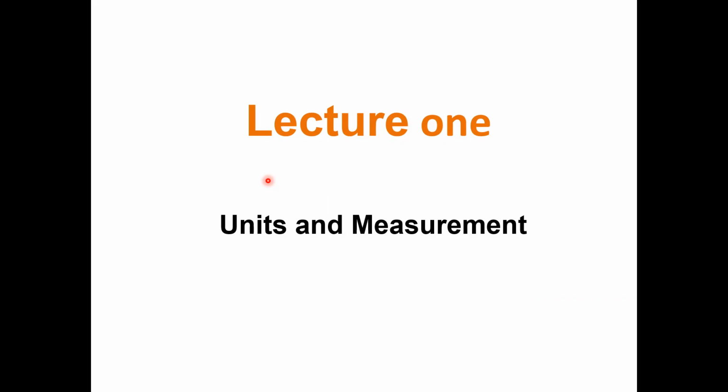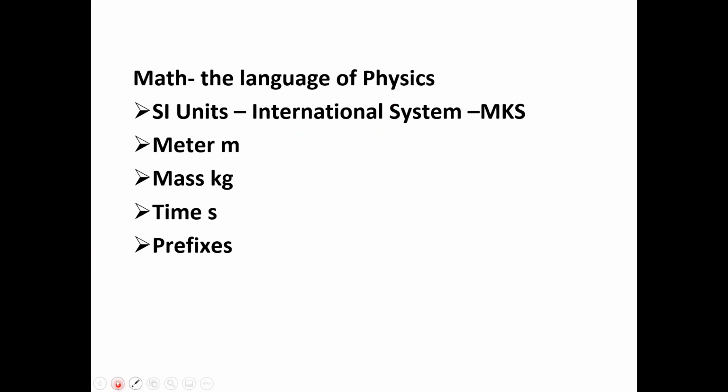And we start with lecture 1 about units and measurements. We will review some general information about the units and measurement, which is very important to use in physical chemistry. So math, the language of physics, the SI units, international system, MKS, is based on meter, mass, and time. So the letter M from the meter, K from the kilogram, S from the second.